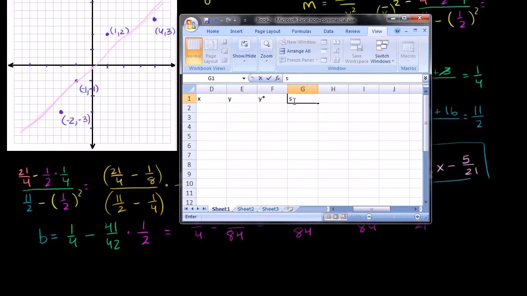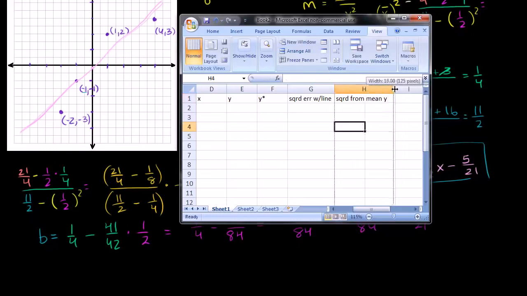I don't want this to take up too much space. Squared error with line. And then the next one, I'm going to have the squared variation for this y value from the mean y. And I think these columns by themselves will be enough for us to do everything.